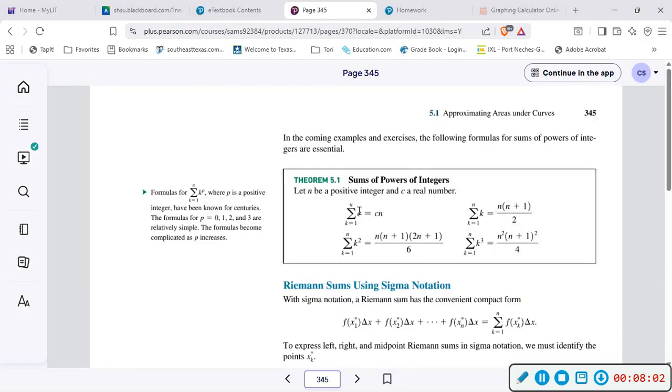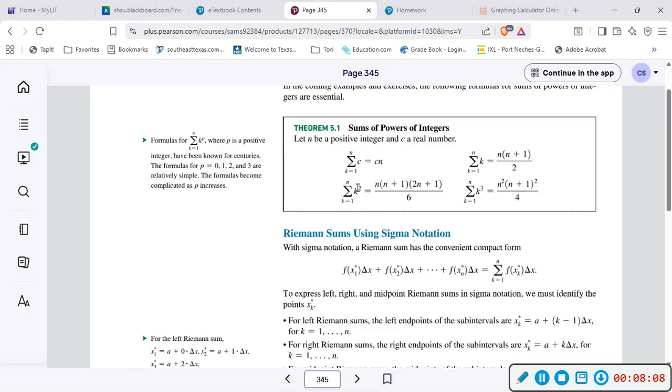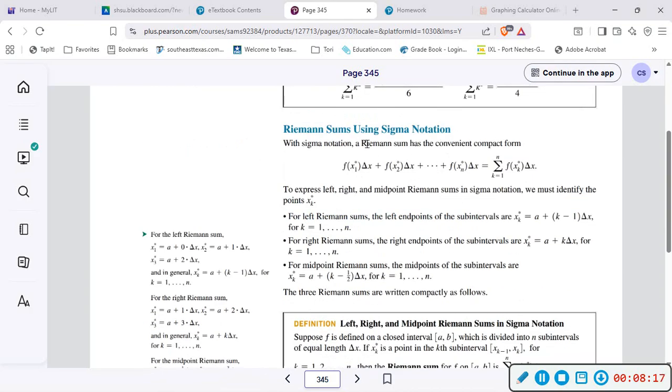Here are some sums of powers. If it's just an integer, it's just n times that number. Squaring it, here's a formula. 1 through n, here's a formula. And if you're doing k cubed. And then we have some more useful formulas, which we'll use the calculator and show you how to do some of these with adding Riemann sums, because finding the heights aren't always easily done by hand. So technology will assist us.